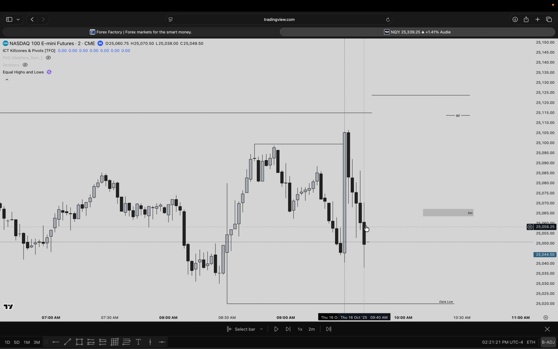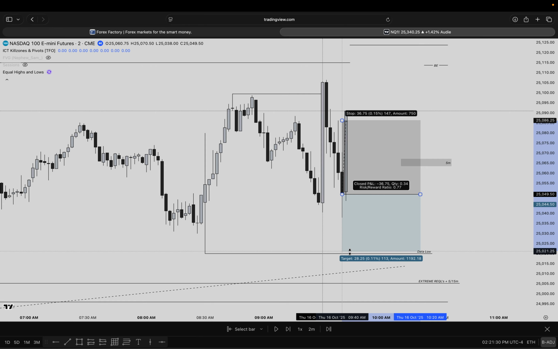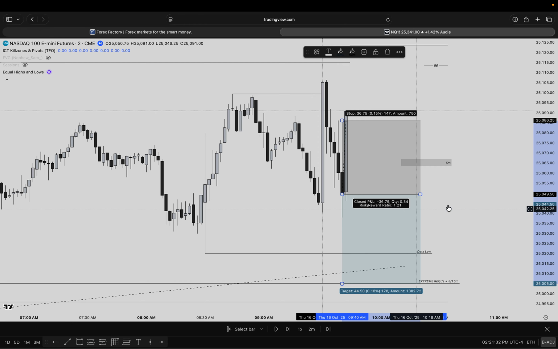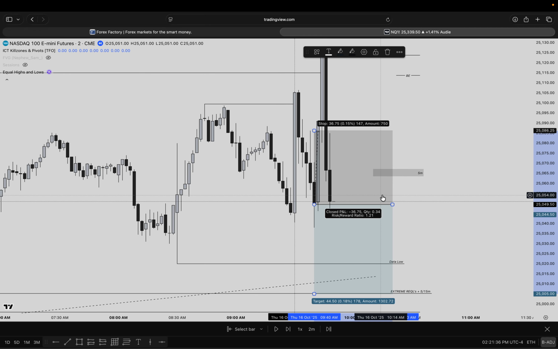And I paper traded this because I didn't like the delivery, how long we were taking to inverse this gap. So I just paper traded this with a stop up here and then targets toward this data low and this extreme relatively equal lows. I ended up getting stopped. Luckily it was a paper trade though.